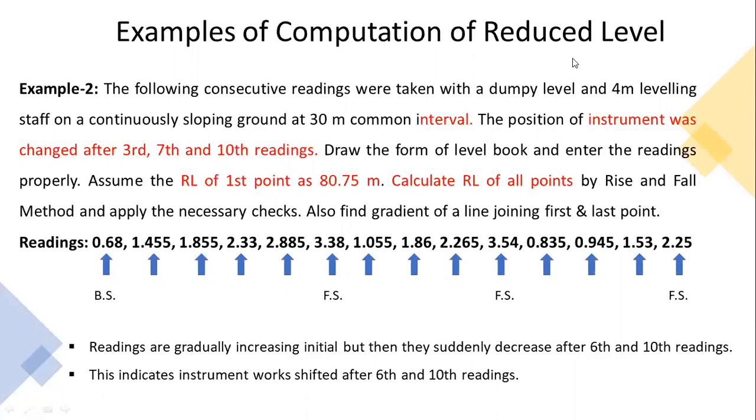So after FS, we take the first reading as BS. So 1.055 is BS and 0.835 is BS, right? All the remaining readings are IS readings. This indicates the instrument was shifted after the 6th and 10th reading.